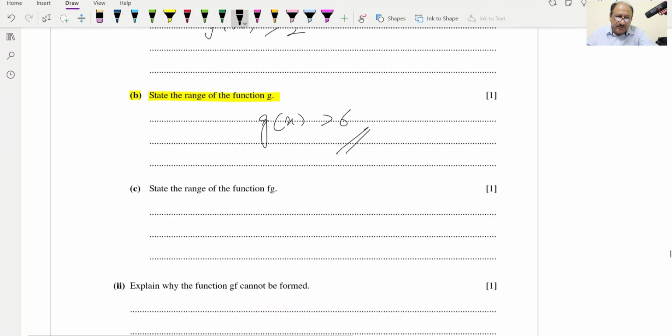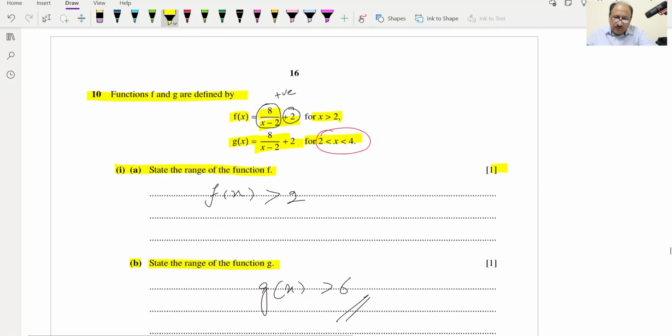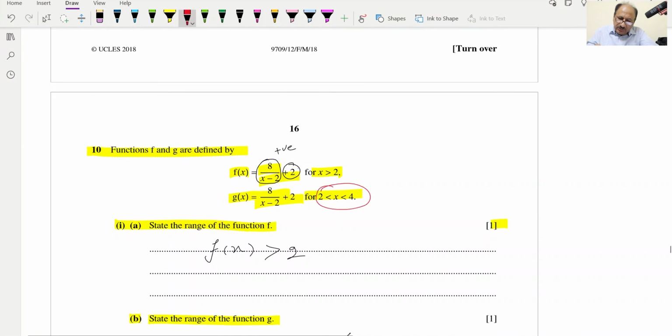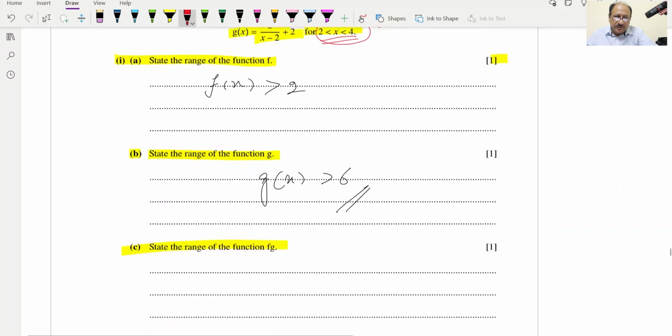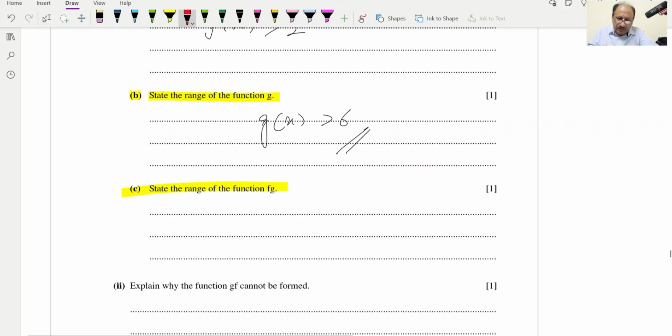Now state the range of these two, f and g. We will be checking the ranges of the individual functions, and the lesser range is from 2 to 4, because f is everything greater than 2, including greater than 4 also, but the lesser part is for g of x, so we will take that range. So we will write fg should be in between 2 and 4.